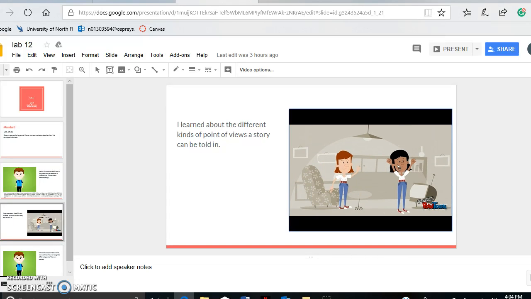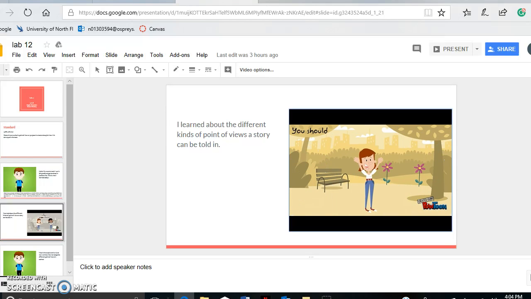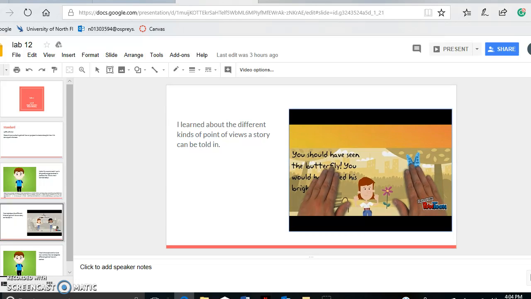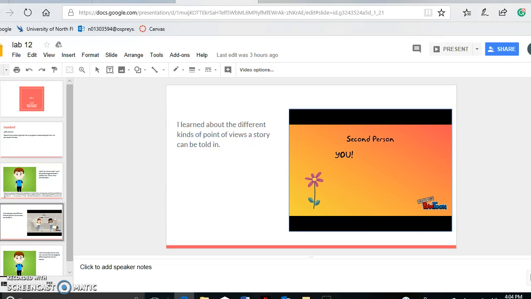Second person is a point of view where the narrator tells a story to another character using the word you. Lizzie told Rosa the following story. You should have seen the butterfly. You would have loved his bright colors. When using second person, the author can talk to the audience. To tell this, writer uses or your.